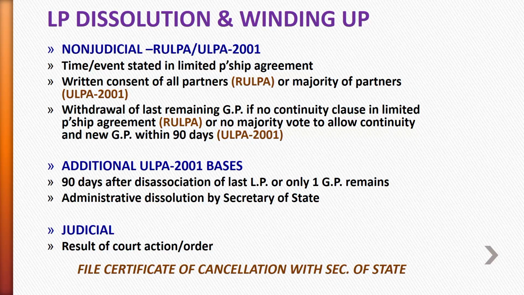You can also always be administratively dissolved by the Secretary of State. You didn't pay your fees, you didn't file your reports, you didn't live up to your requirements. And then you can at times go to court, although the courts don't like to get involved in this, but you can go into court to try to seek dissolution. And then if you do dissolve, you still have to file one more piece of paper, the certificate of cancellation with the Secretary of State's office that puts everyone on notice that the LP is done and over with.